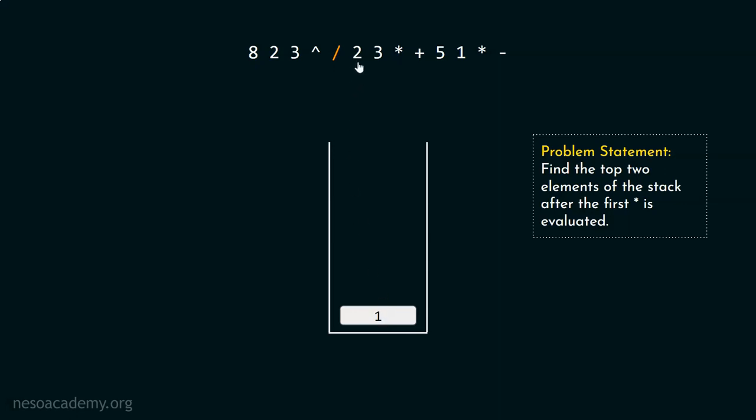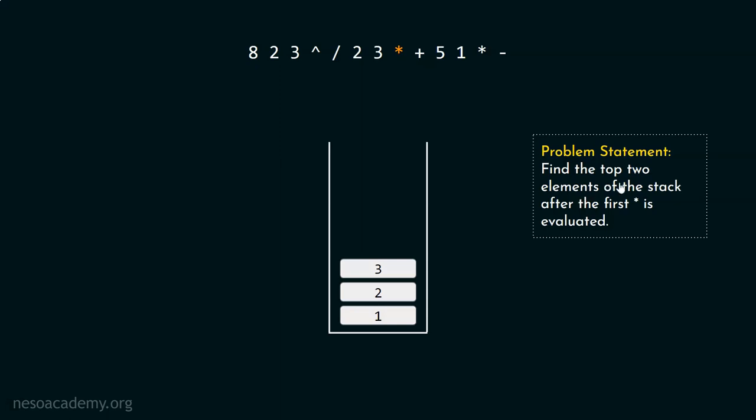Next symbol is an operand, right? You can see this. We'll push this onto the stack. The next symbol is an operand. Again, we have encountered an operand, value 3. We'll push this onto the stack. Then we have an operator, multiplication operator. This is the first multiplication operator, right?